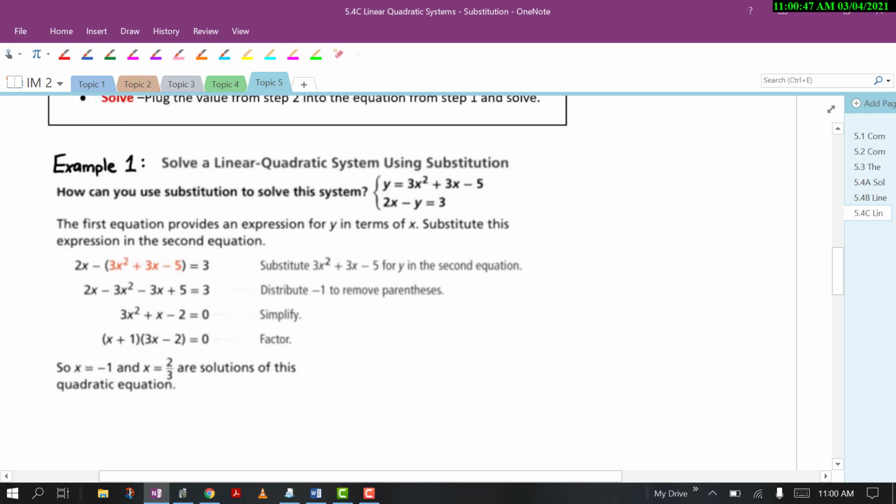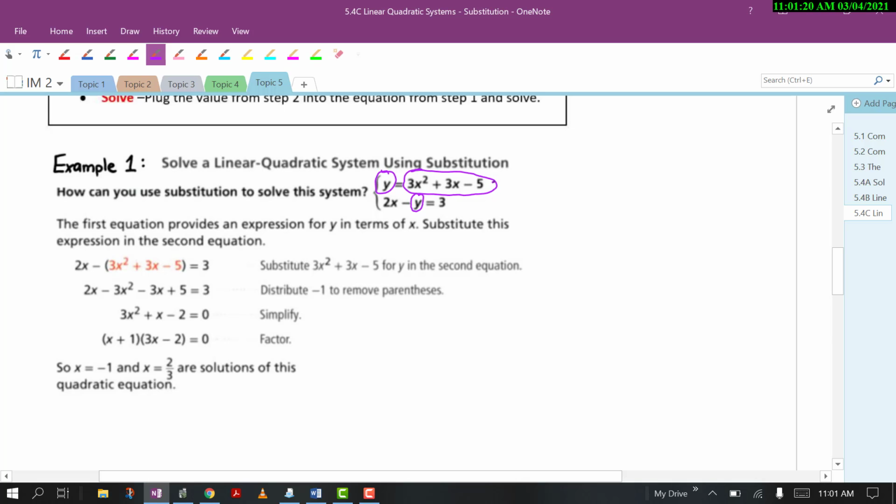So, for instance, solve a linear quadratic system using substitution. We have y equals 3x squared plus 3x minus 5. Then we have 2x minus y equals 3. So we have our two equations. Now the first equation is already solved for y. So y equals 3x squared plus 3x minus 5. So that means anywhere I see a y, I can replace it with 3x squared plus 3x minus 5 because they're equivalent. So we're going to substitute it in there.